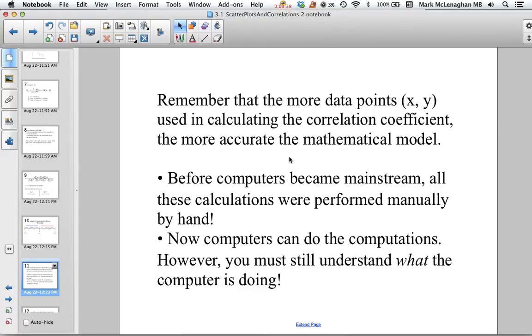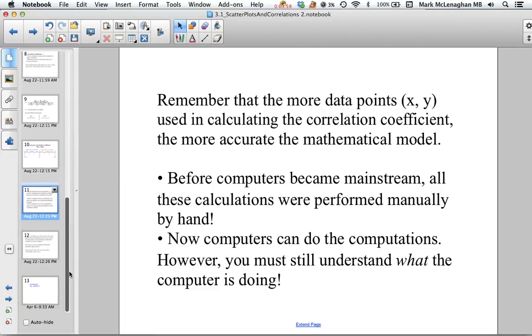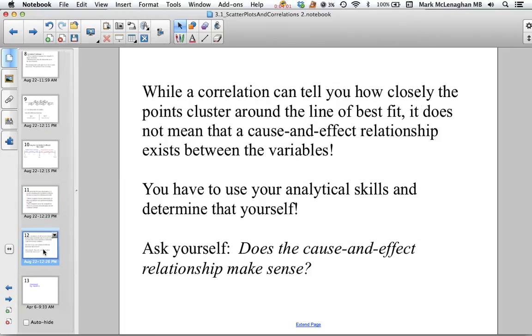Remember that the more data points x, y used in calculating the correlation coefficient, the more accurate the model. So the more data we have, the better the model. Before computers were mainstream, all the calculations were performed manually by hand, so now you can appreciate having computers to do the calculations for you.